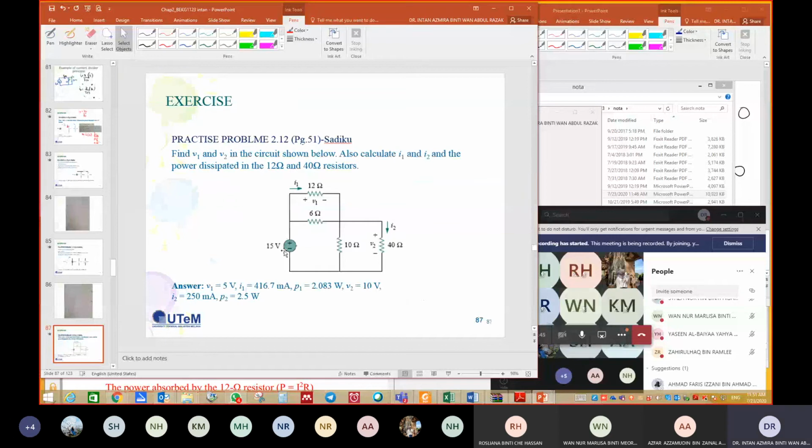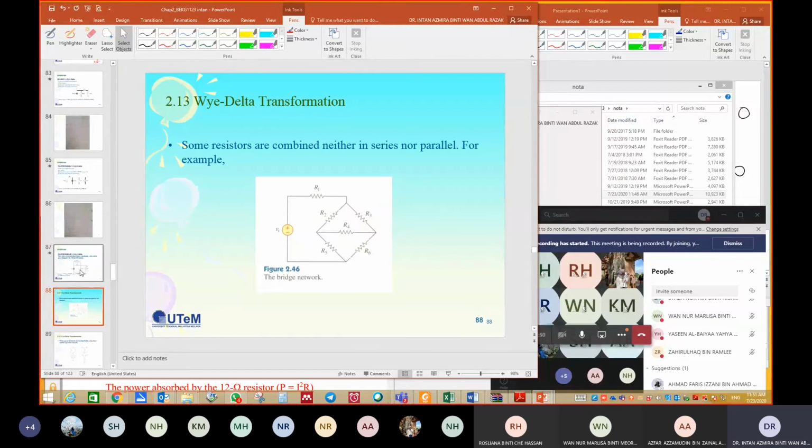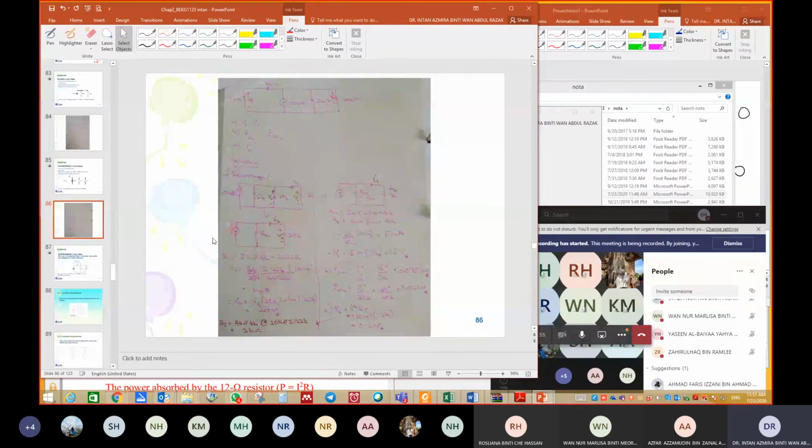What else? After the current divider principle, the Y-delta transformation may be covered next week. I think you should try it first. If you have a question or cannot understand, you can ask me, you can WhatsApp me.